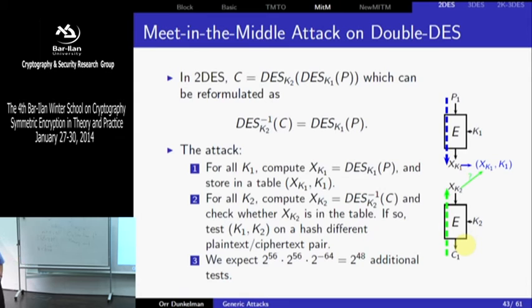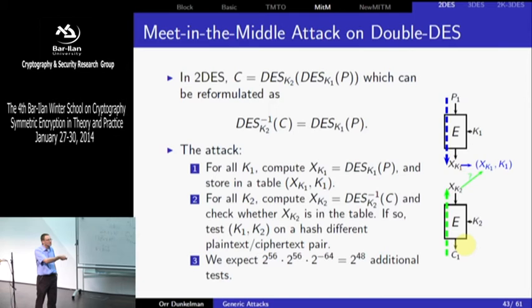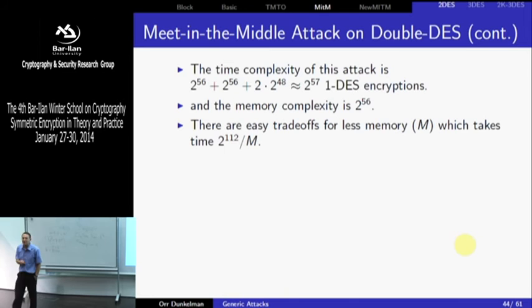If you give me less memory, not a problem. I will construct the table, I will fill it to the brim from one side, and then try all possible K2s. If I fail, I will remove all the values from the table, take another chunk of K1s, generate the table, and you get actually the curve where time times memory equals 2 to the 112. So let's say you have 32 bits, 2 to the 32 memory. That means double this gives you 2 to the 80 time. This is the amount of time you need in order to break this.